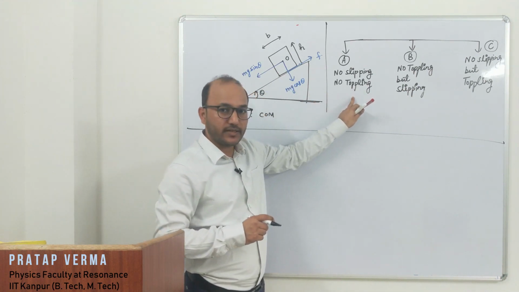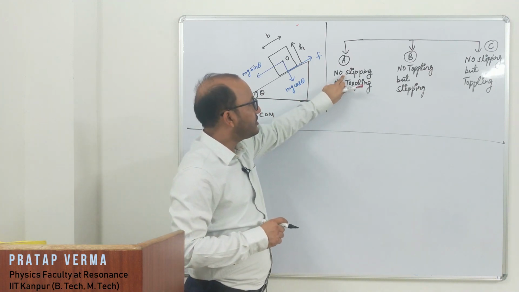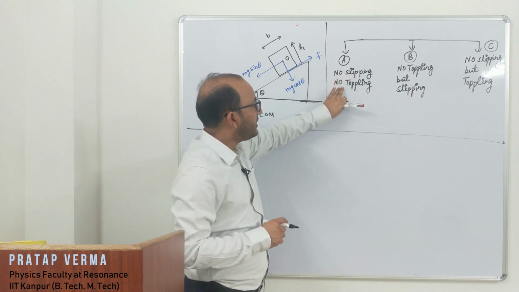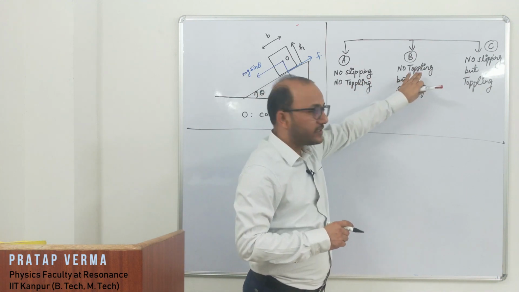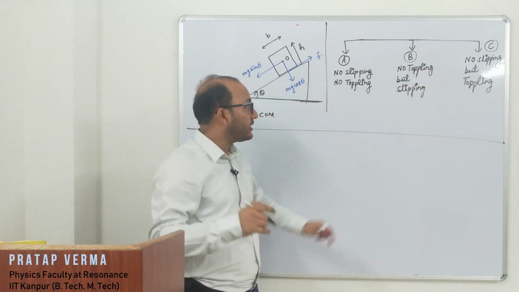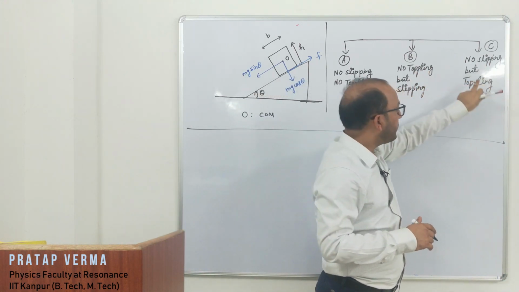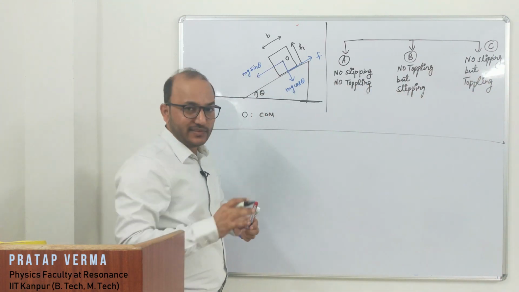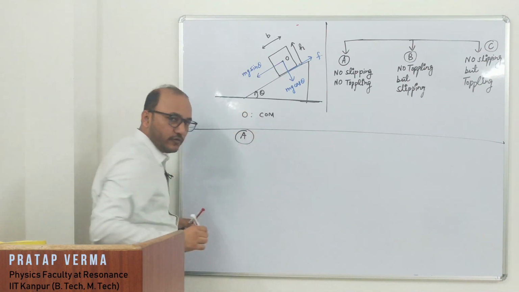The first possibility is that the block simply stays on top of the inclined plane, it does not slip, it does not topple. The second possibility was that toppling does not take place, but the body actually slips down the inclined plane. And the third one was that slipping was not taking place, but the body topples on the inclined plane. I will analyze this systematically one by one. I am taking case A first.